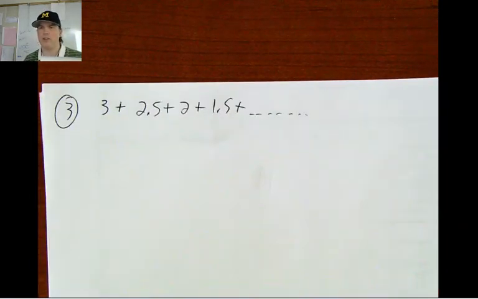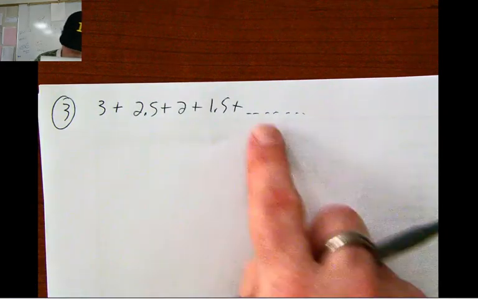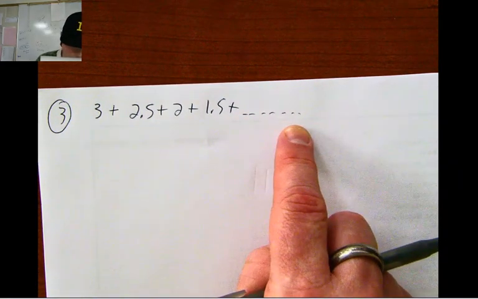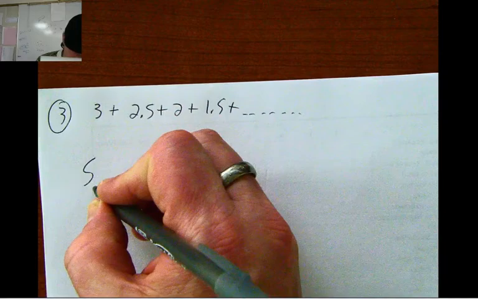2 plus 2.5 plus 2 plus 1.5. All right, there's something also wrong with this problem. See if you can figure out what's wrong with this one. Let's see, dot, dot, dot. So that means I'm looking for S infinity.